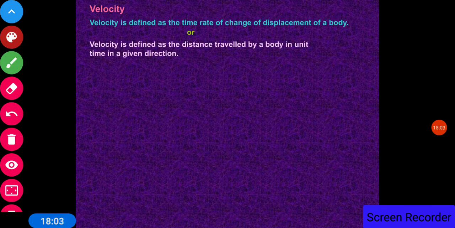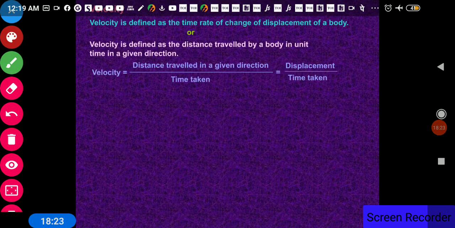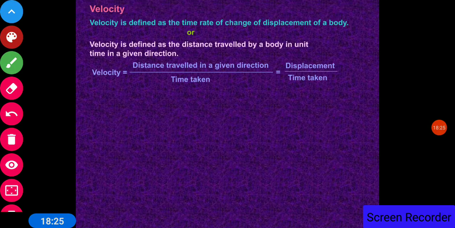Velocity is defined as the time rate of change of displacement of a body, or we can say that velocity is defined as the distance traveled by a body in unit time in a given direction. So when the direction is a particular direction, then we can take the distance traveled. But if the direction is changing, that means the displacement upon the time gives the velocity. So velocity is equal to distance traveled in a given direction upon time, which is equal to displacement upon time taken.